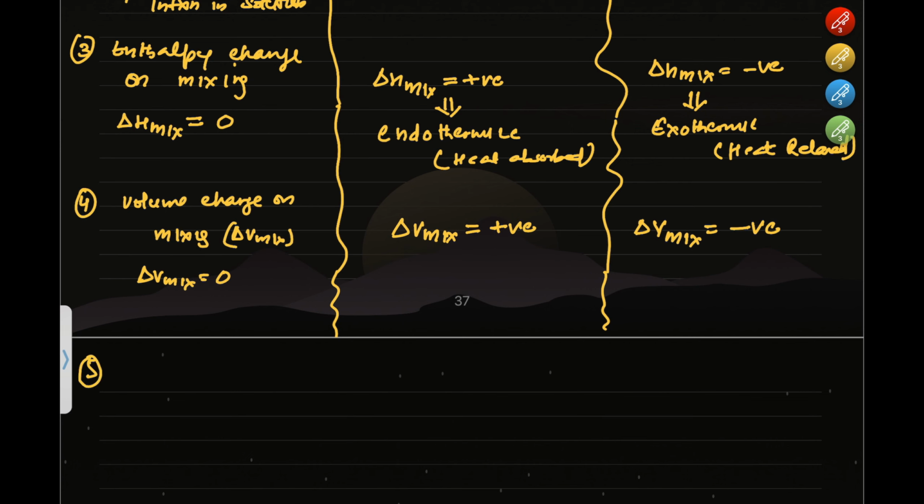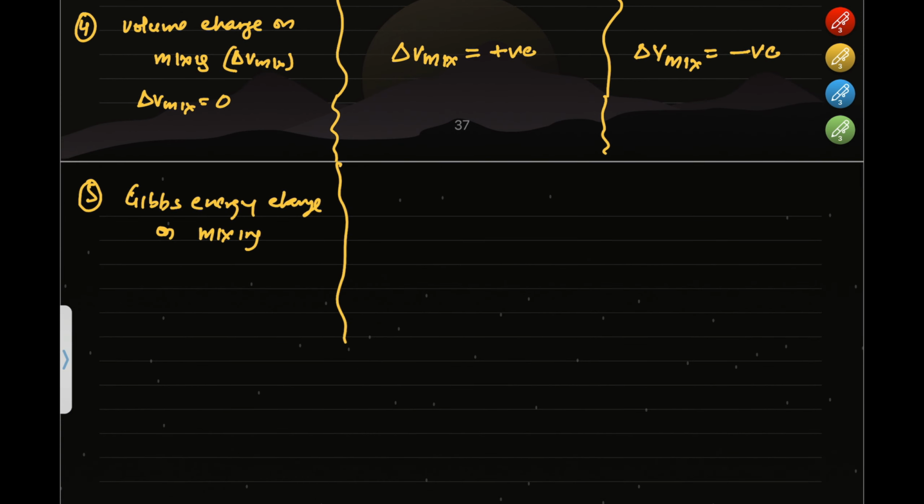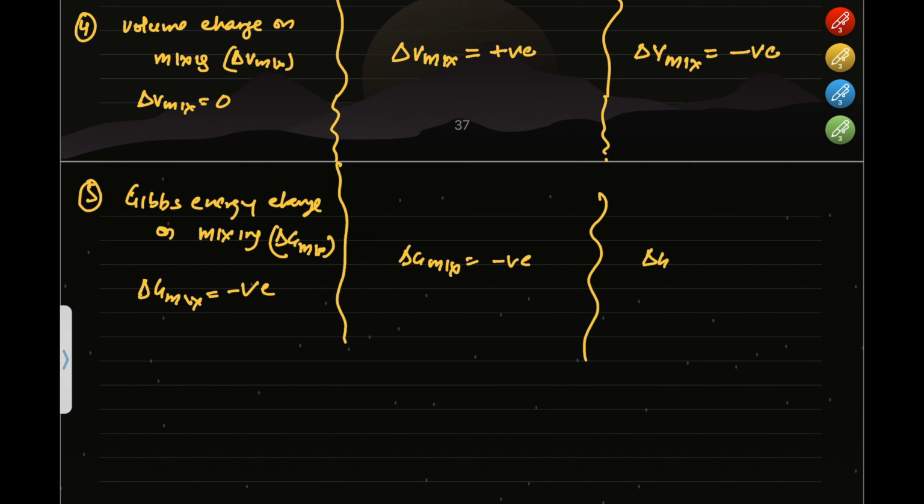Next point, the fifth point: free energy change, that is, Gibbs energy change on mixing. Delta G mixing for an ideal solution is negative. Delta G mixing for a positive deviation solution is also negative, and delta G mixing for a negative deviation solution is also negative.